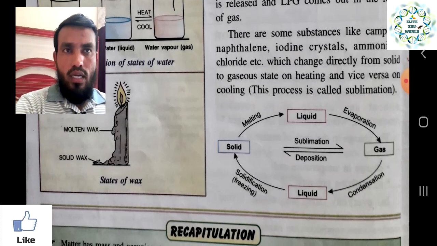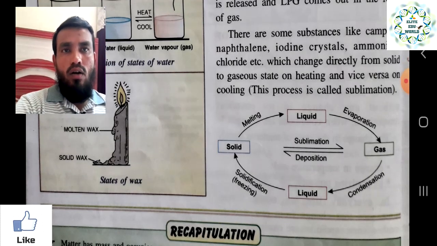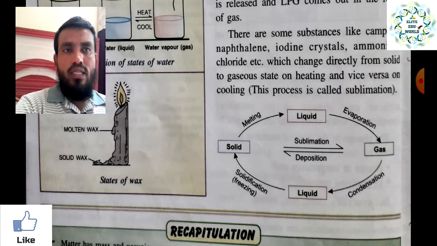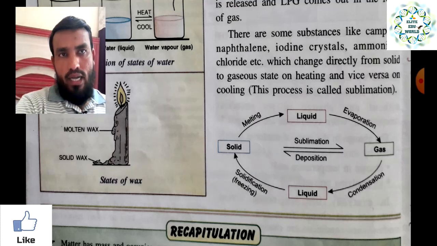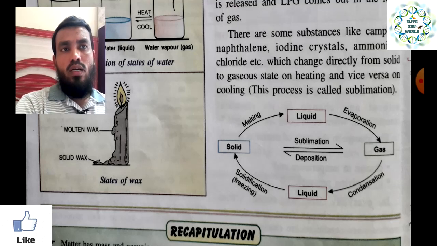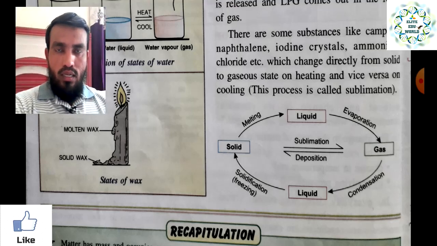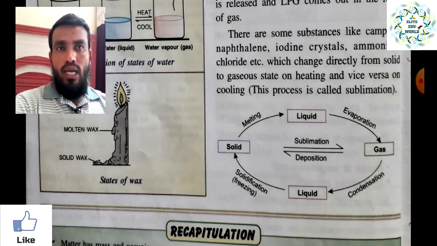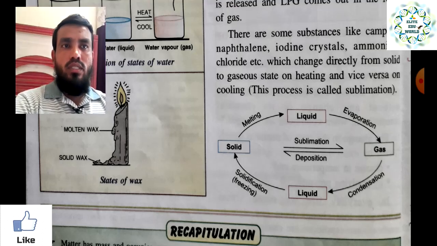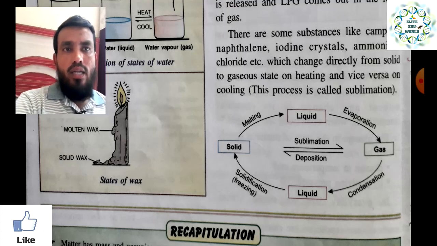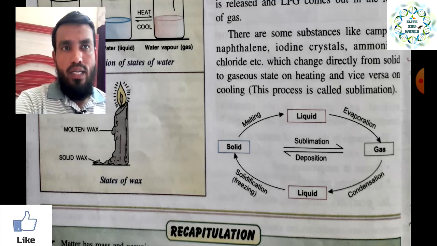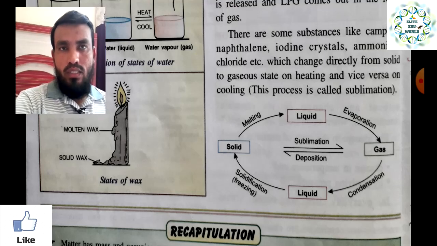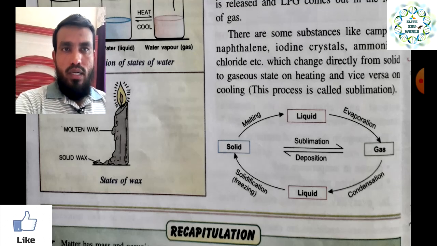There are also some substances, like camphor, naphthalene, iodine crystals, ammonium chloride, etc. These change directly from solid to gaseous form. They do not melt and convert into liquid and then gas. They convert directly from solid to vapor on heating, and vice versa, when you cool, the gas converts directly into solid form. In this cycle, you can understand the process that is called sublimation.